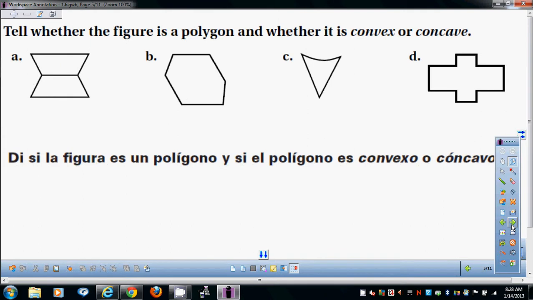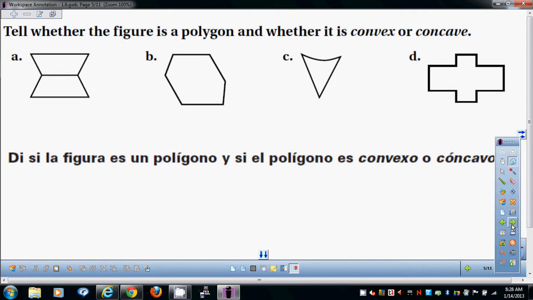Okay, convex or concave, or is it even a polygon? What do you think about A? Why not? Yeah, one thing, and I may have not mentioned this earlier because I actually cut that part off. Another thing that a polygon can't do is you can't have a side of a polygon that goes literally right through your polygon. Okay, now this could be two polygons, but it's not one polygon, which is what it asks. Tell whether it's a polygon? No, it's not.